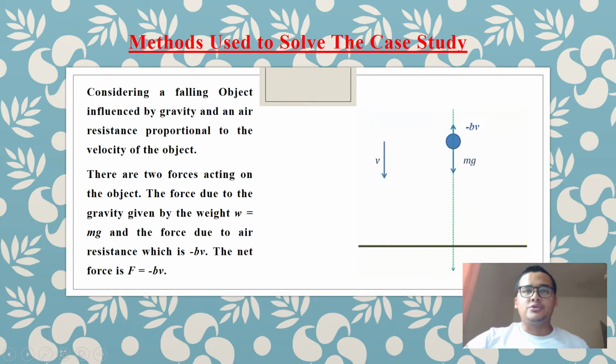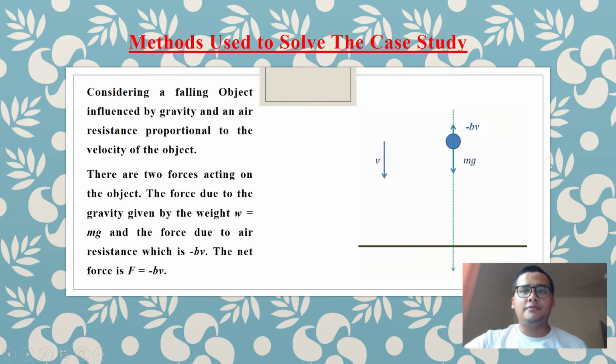The method used to solve the case study. Firstly, we consider a falling object influenced by gravity and an air resistance proportional to the velocity of the object. There are two forces acting on the object: the force due to gravity, given by the weight W equal to mg, and the force due to air resistance, which is negative bv. The net force is F equal to mg minus bv.